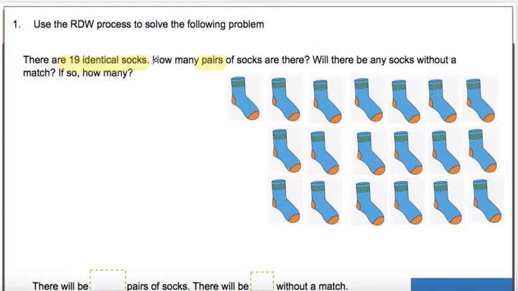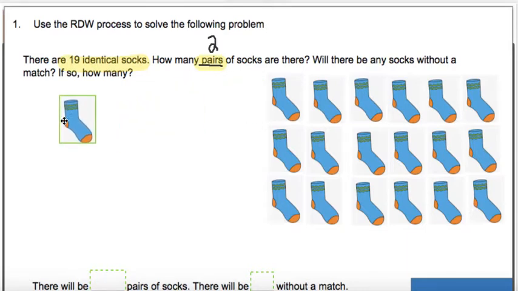Pair means what? If I have a pair of socks, how many socks is that? If I have a pair of shoes, how many shoes is that? Yes, pair means two, you guys. So on top of pair, I'm going to put two because I know that in order to figure out the pairs, I have to break each 19 identical socks into groups of two.